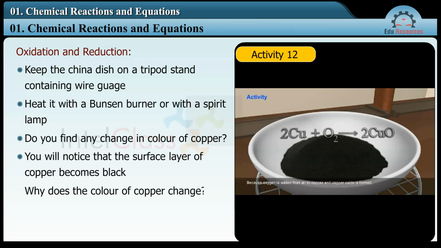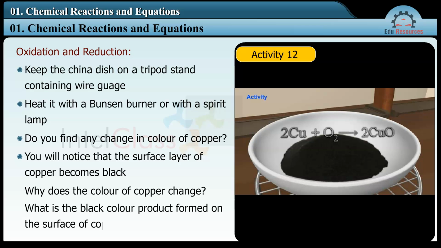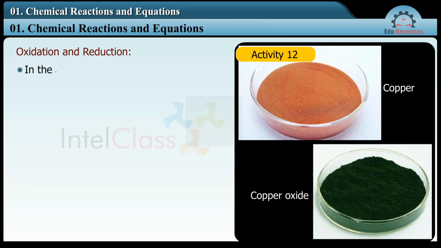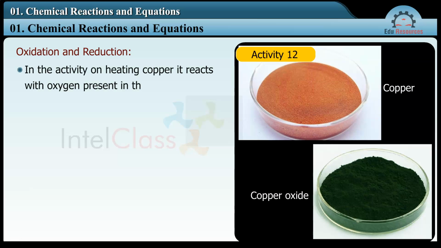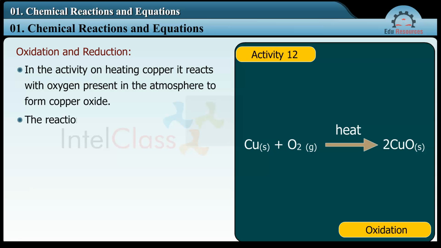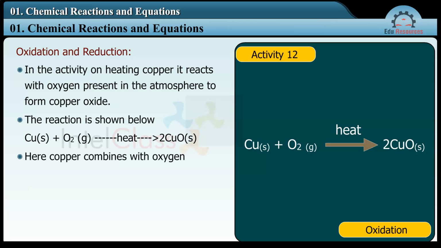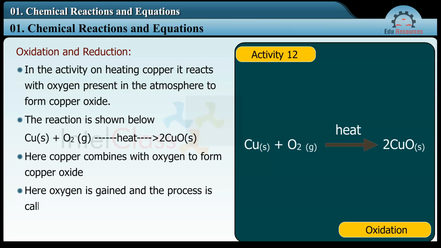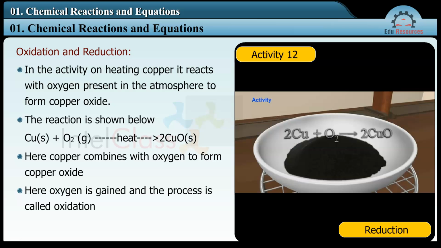Why does the color of copper change? What is the black colored product formed on the surface of copper? In the activity, on heating, copper reacts with oxygen present in the atmosphere to form copper oxide. The reaction is shown as 2Cu plus O2 in the presence of heat gives 2CuO. Here copper combines with oxygen to form copper oxide. Here oxygen is gained and the process is called oxidation.